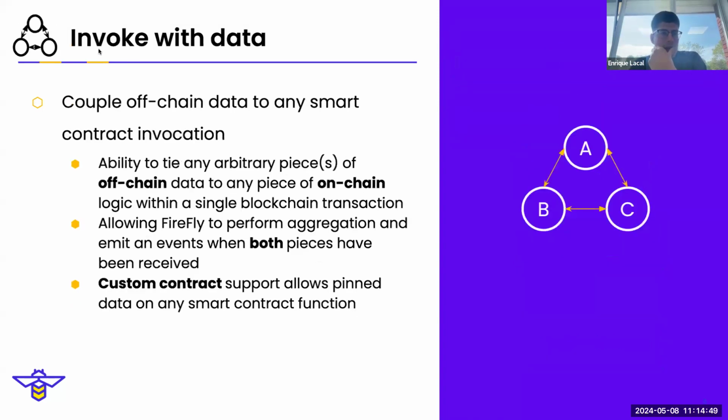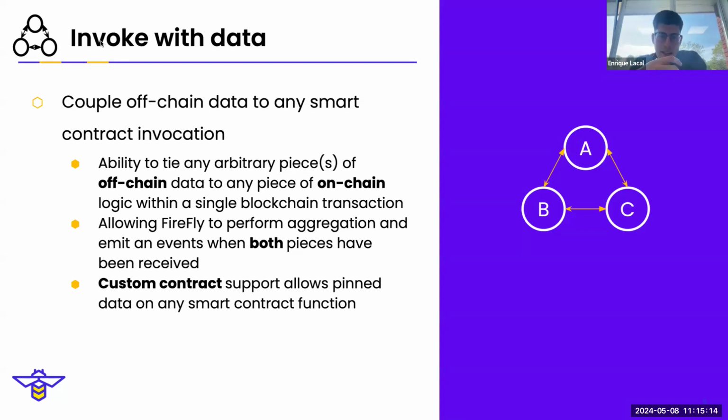So next one on the list is FireFly Improvement Proposal 17. This is what allows you to tie any arbitrary piece of off-chain data to any arbitrary piece of on-chain logic. FireFly has had this for a long time, the ability to perform aggregation between off-chain data and on-chain data and have ordering based on on-chain events.